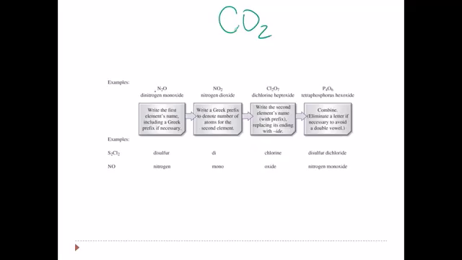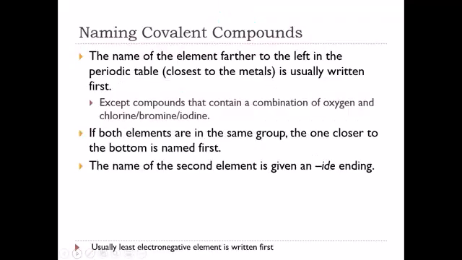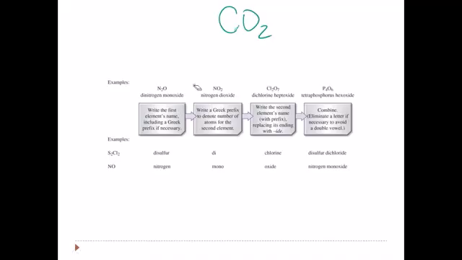Here we have dinitrogen, so 2 nitrogens and 1 oxygen atom, so monoxide. I think we have a slide coming up, yes. So we add the ending ide to the second element. So dinitrogen monoxide, nitrogen dioxide, dichlorine heptoxide, and there are some other rules we'll discuss. Tetraphosphorus hexoxide. So that's how we name covalent compounds.